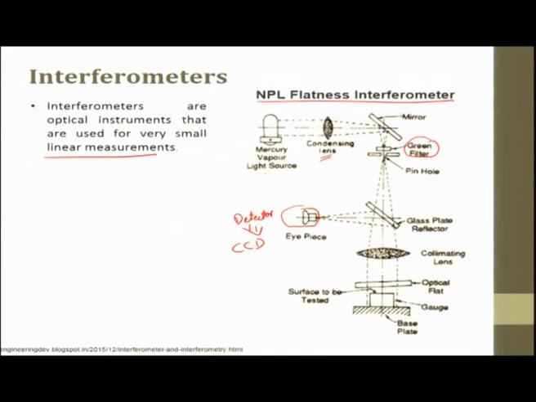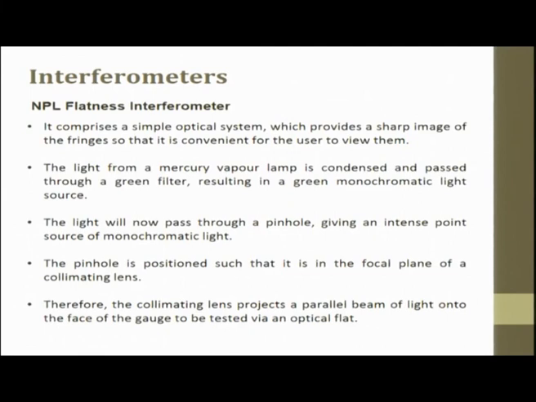The light hits here, then you have a collimated lens, this hits an optical flat, and here is a gauge resting on a table. The surface to be tested is this one, and against this an optical flat is placed. So, the flatness of this surface can be measured using this interferometric technique. It comprises a simple optical system which provides a sharp image of the fringes, so that it is convenient for the user to view them.